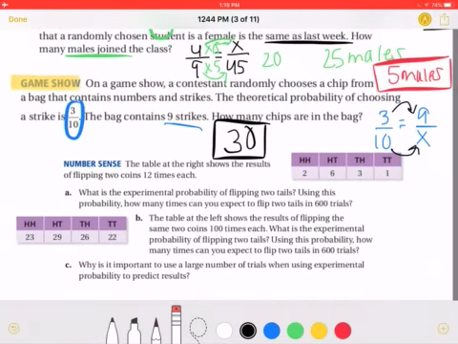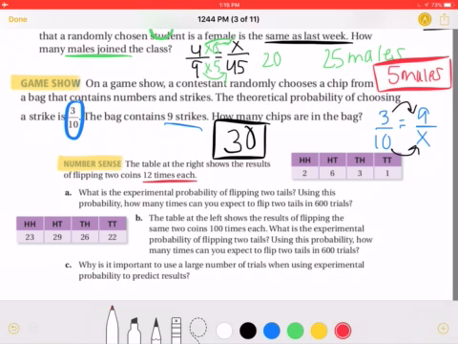All right, our last example here, we have a number sense. If you want to pause and try it on your own, go for it, and then press play when you're ready and we'll go over it. All right, let's take a look at this problem. The table to the right shows the results of flipping 2 coins 12 times each.